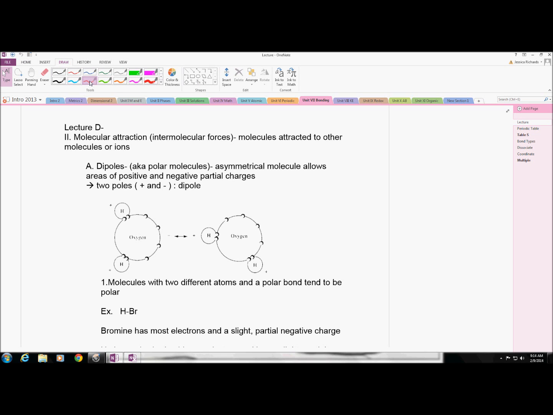If you have an ionic particle, you are not going to talk about their intermolecular forces or the molecule attractions because they're not molecules. So molecules can be attracted to other molecules or to ions. And our first step is to decide what type of molecule we have. Molecules are going to come in two types, polar or nonpolar.